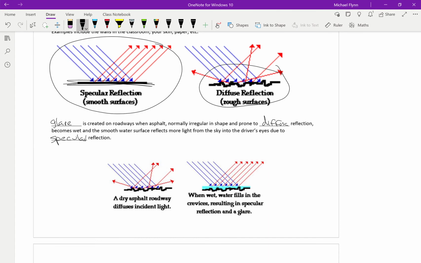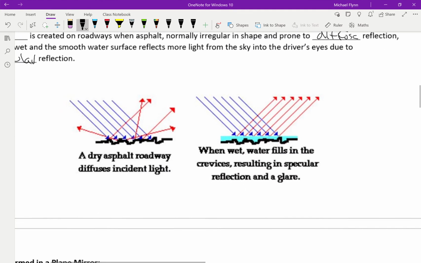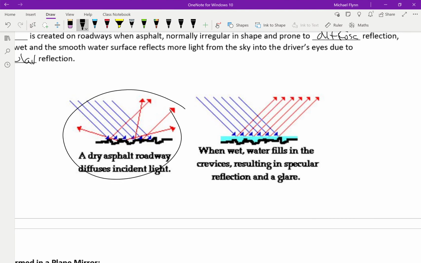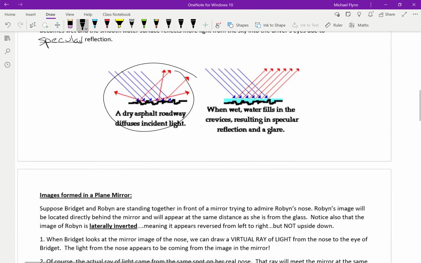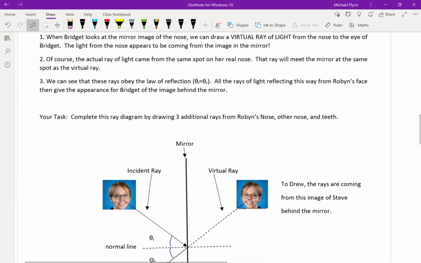And that's it. And here I've got a picture of that for you. How asphalt normally looks is like this one, but you see what happens when there's water sitting in it: it fills in all the rough irregularities, and then you get a specular reflection, and that is going to be very bright in your face.